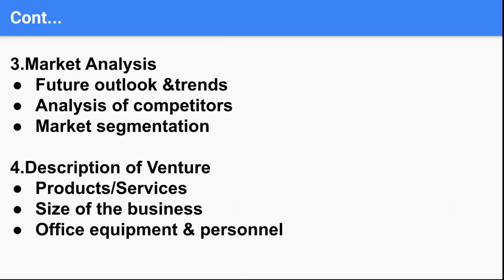Next, moving on to the next slide, here we have market analysis. This is very important. Market analysis contains 3 sections. First one is future outlook and trends. Forecasting about future demand and future sales is very important. Second is analysis of competitors. What your competitors are doing, what type of innovation they are adding, what type of marketing strategy they are coming up with. You have to keep all this in mind and write it down.